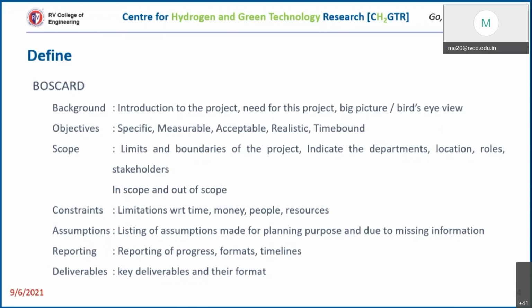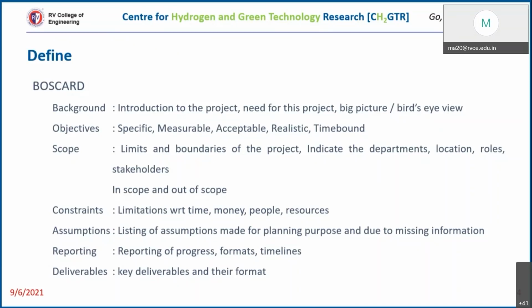Then resources. In order to complete the project, you need a specific piece of equipment or a characterization equipment, which may not be available with you. That becomes the constraint. Where you are going to find that is a different thing. But at this point, you just have to indicate what the constraint is. Like that, it should be with respect to time, money, people, resources. All those constraints should be listed under that section.